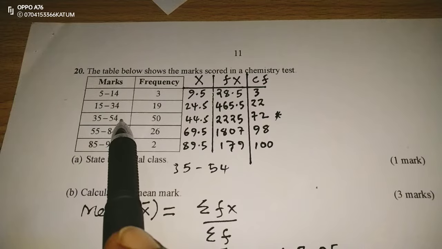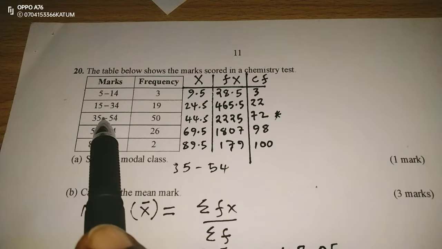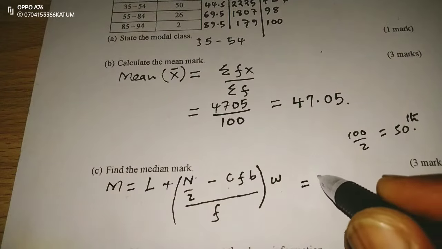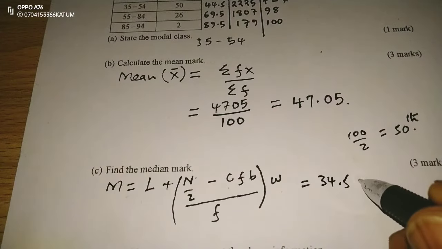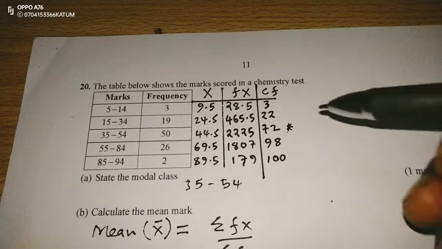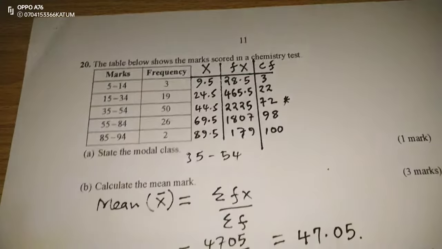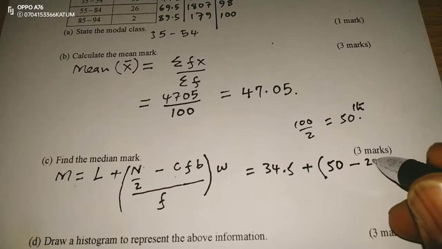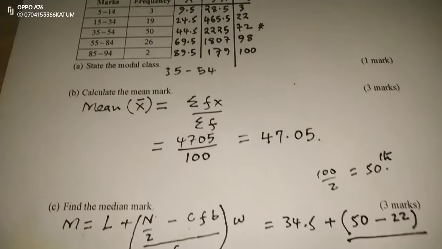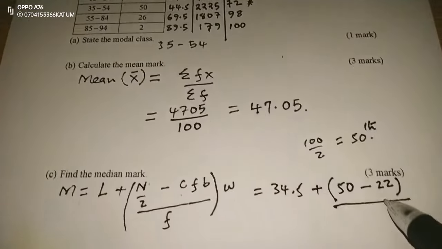Therefore, now in the substitution, we will pick the lower boundary for that class. Because the lower limit is 35, then the lower boundary will be 34.5. Therefore, we will substitute here by starting with 34.5 plus n out of 2, that gives us 50, we have already worked it out, minus cumulative frequency before, just before the median class. If this is the median class, then just before the median class, we got 22. Then out of the frequency of this median class, which is 50.